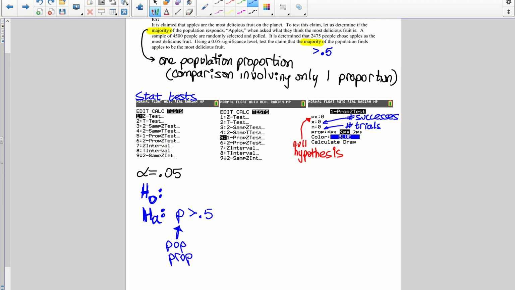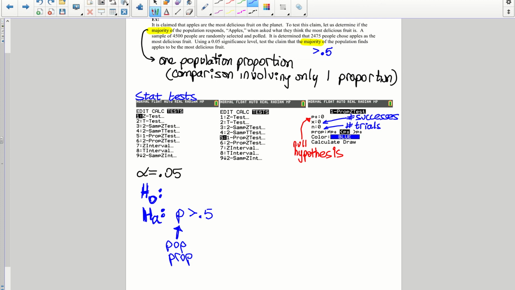I'm making a note of that because P is one of the more overused letters in statistics. In order to understand the outcome of this study, we're going to have to figure out the P value, which is different from this P. This P is the population proportion of people who chose apples to be the most delicious fruit, but we'll worry about the language later.